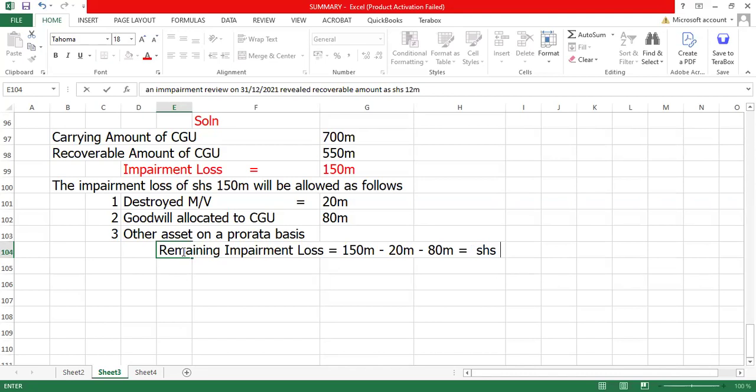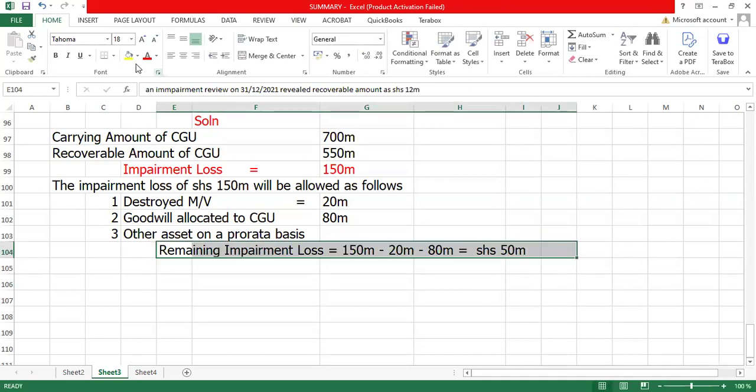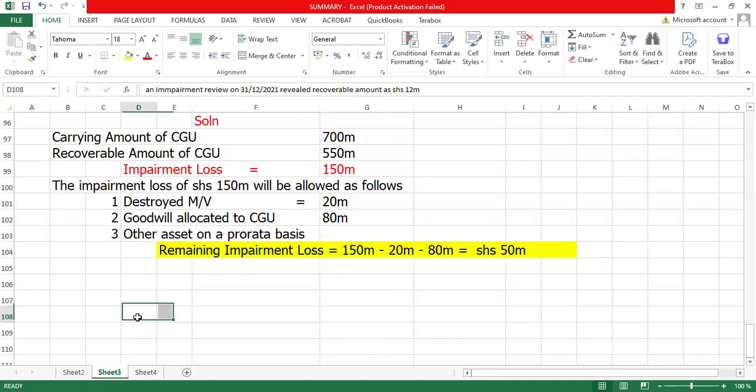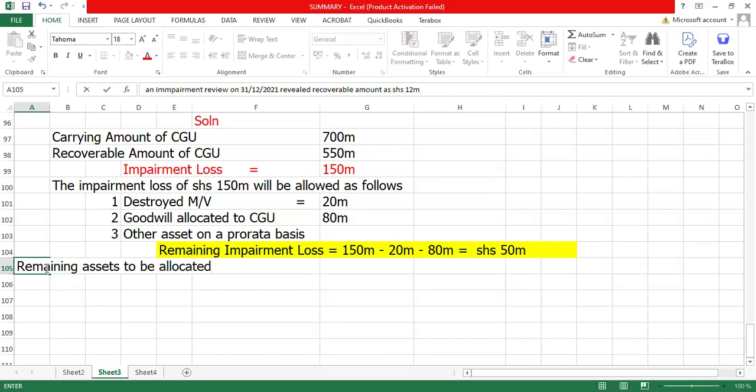$150, $130, $80. You get, that is 100, you get 50 million. That is the remaining impairment loss that must be allocated. Now, the remaining assets to be allocated, we list them.